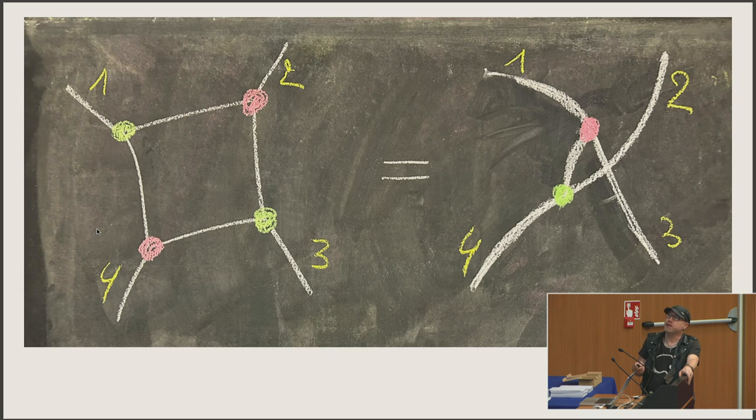So what you do then is you look at all the wires that are connected to green. This is number one and number three. And you connect them to a red dot. You take all the wires which are connected to red, it's number two and number four, and you connect them to a green dot, and then you connect the two dots.